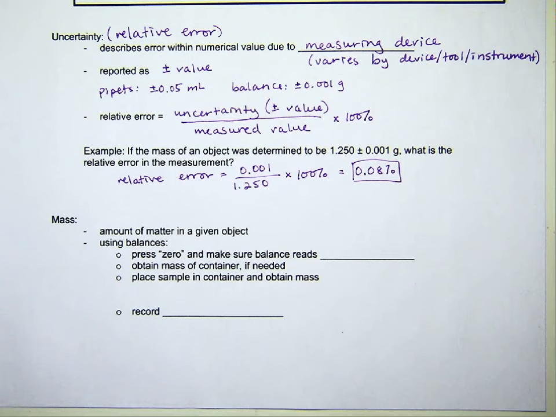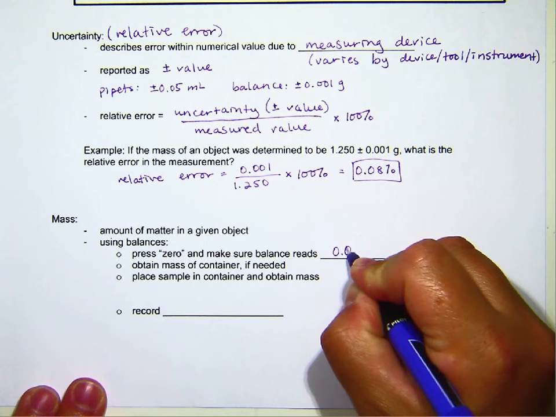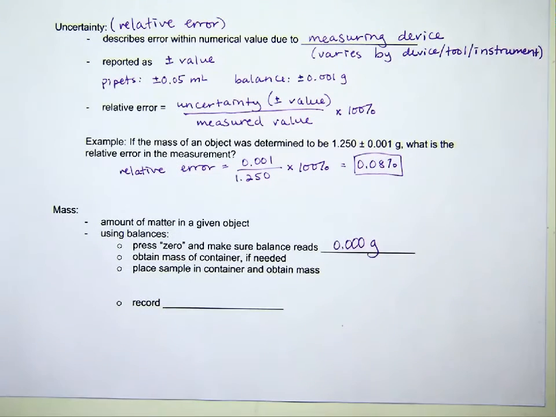So what is mass? Mass is the amount of matter in a given object, and we will be using our balances to understand this and measure it. So when you're using the balances, we always want to press the 0 button and make sure the balance actually reads 0 before we take any measurements, because otherwise it could really throw off our results.